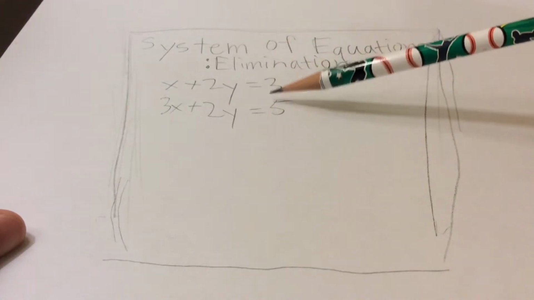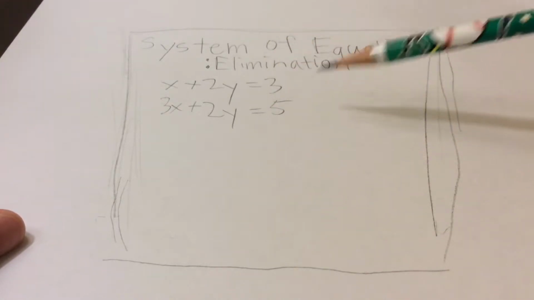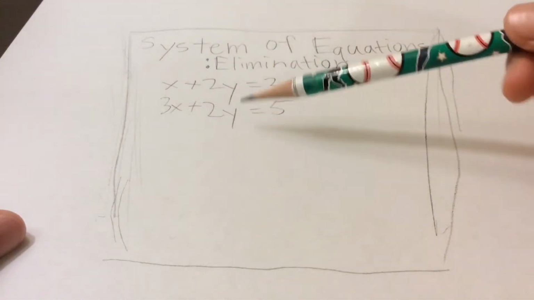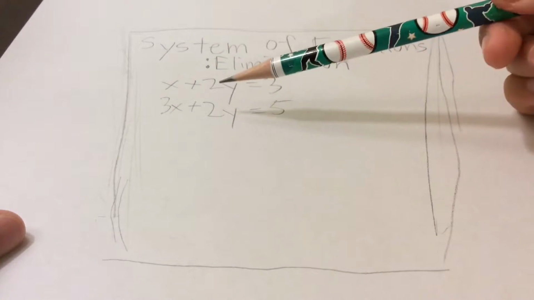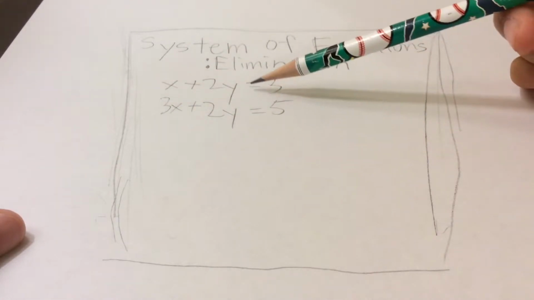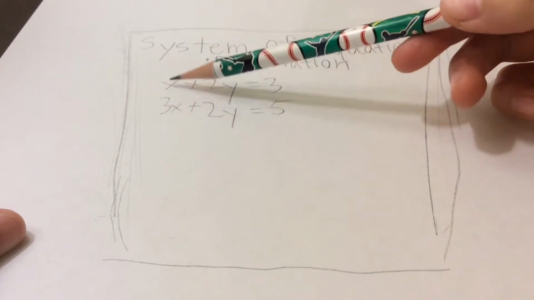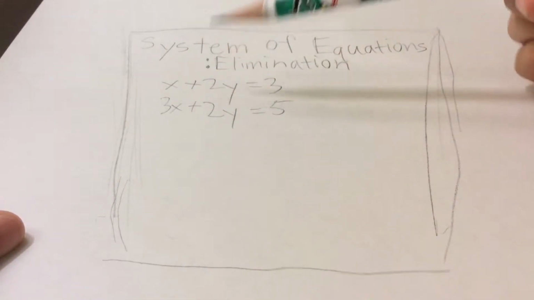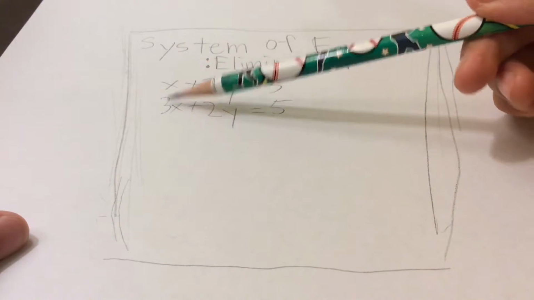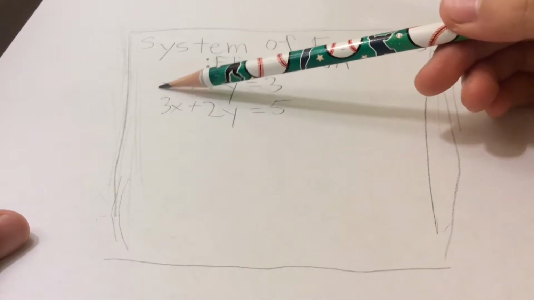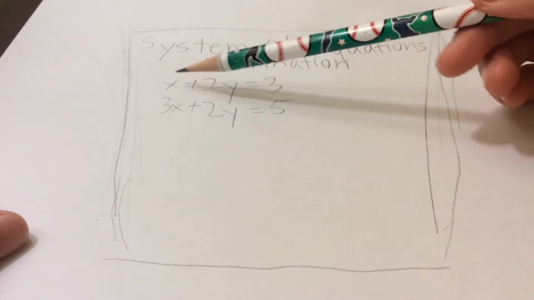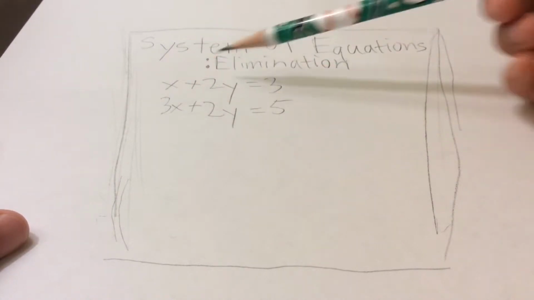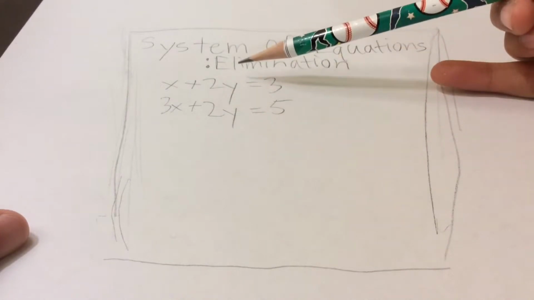I'm pretty sure some of you can already tell what the answer is, but I'm just going to show you how to do it. What you do first in elimination is get rid of one of the variables. In this case, it can either be x or y. So we try to get rid of the one that is easier to get rid of. We can either subtract one equation from the other, or we can add them together.